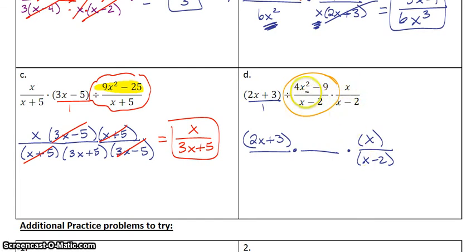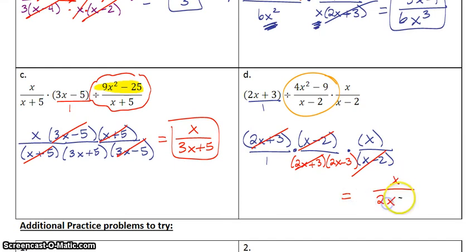So x minus 2 goes to the top, and the 4x squared minus 9, I'm going to again do difference of squares, so that ends up being 2x plus 3, 2x minus 3. And that one had nothing on bottom. Cancel, cancel, cancel, cancel. x over 2x minus 3 is the final answer.